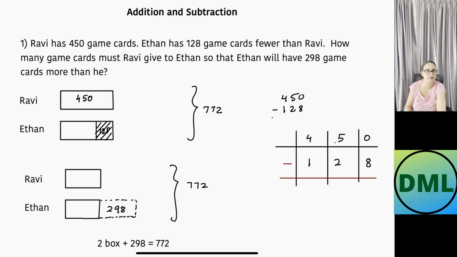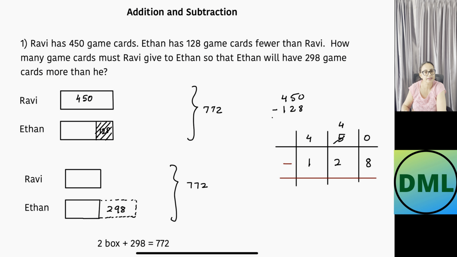Let's subtract it with the Singapore method here. So I have written 450 and 128. I need to subtract it. 0 minus 8, can you subtract it? No, right? So I need to take a carryover from 5. Let's cancel this out and it will be 4 here.